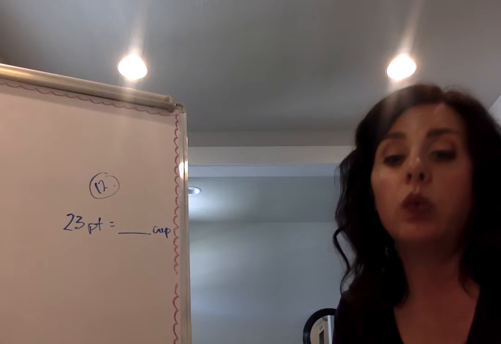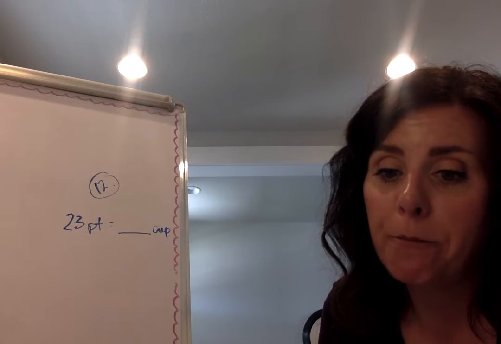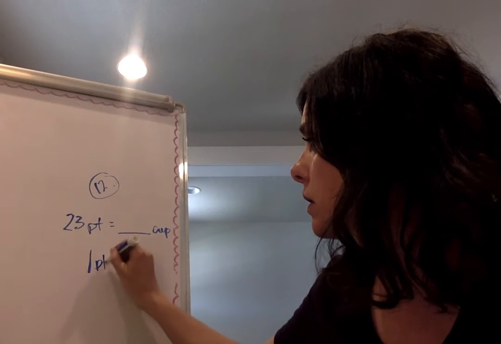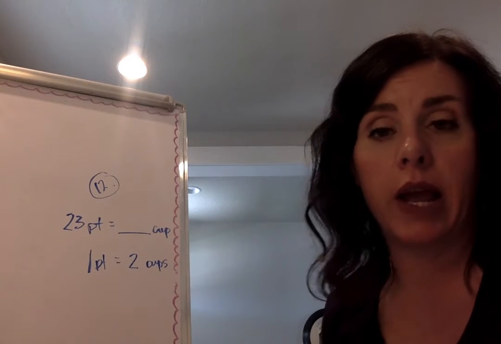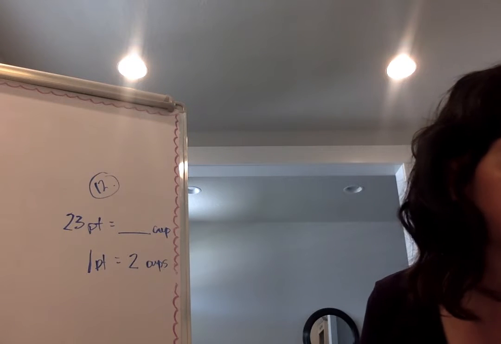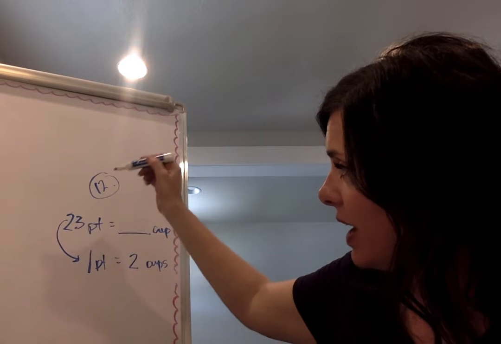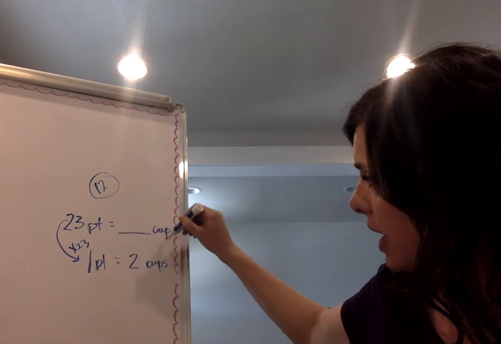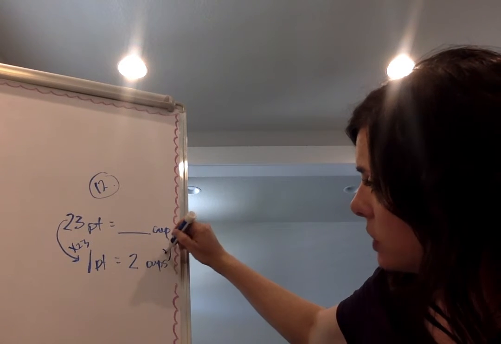Okay, I would like to compare pints and cups. So in 1 pint, there are 2 cups, if you can look up at your chart, right? In 1 pint, there are 2 cups. Well, to go from 23 to 1, I times by 23. So I'd have to do the same thing on this side, right? This would be times 23.